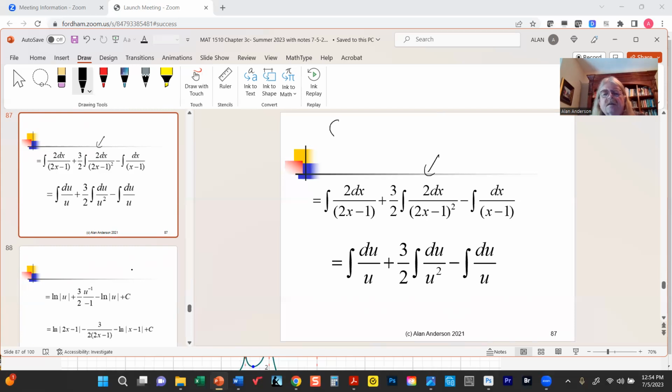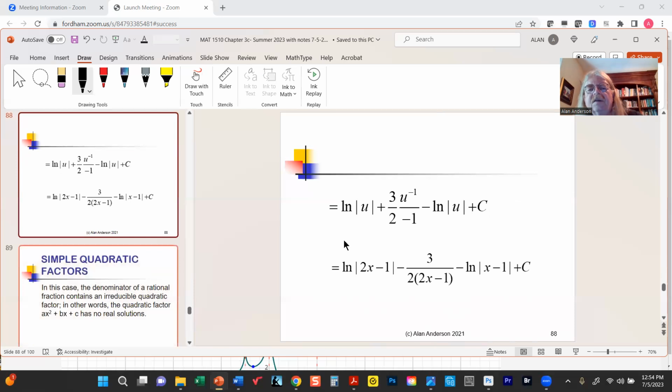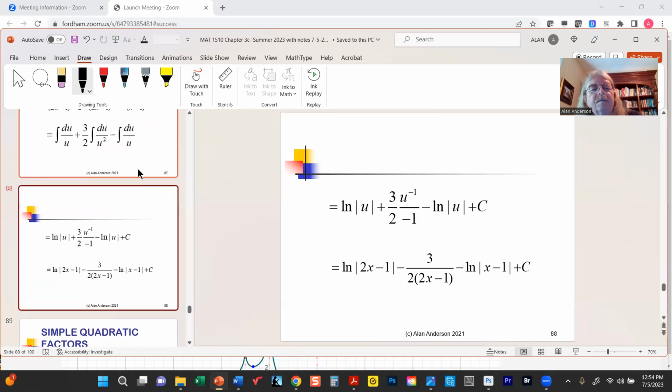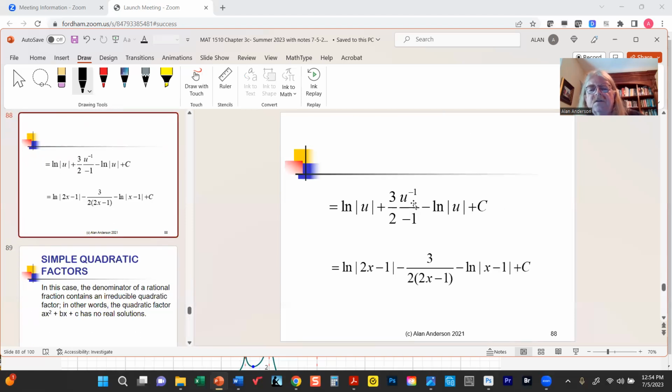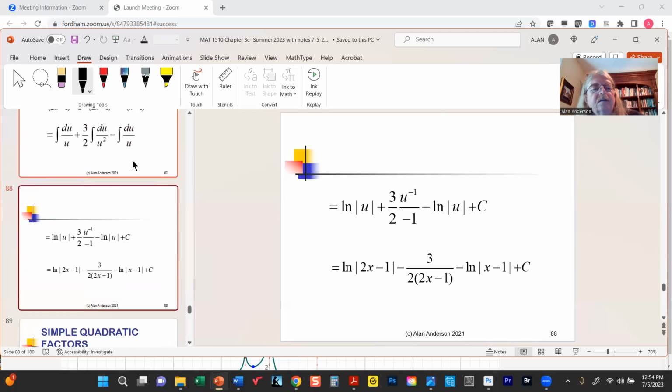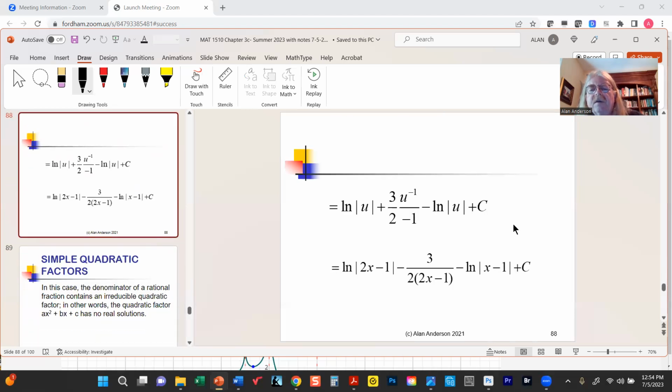And also just a quick reminder, for this one, just remember u squared in the denominator is u to the minus 2. Its integral is u to the minus 1 over minus 1. So when we're done, we'll have log u in the first case. In the second case, it'll be 3 halves u to the minus 1 over minus 1, which you see here. And then in the third case, since it's just du over u, it'll be the log of u. And then we have plus c.